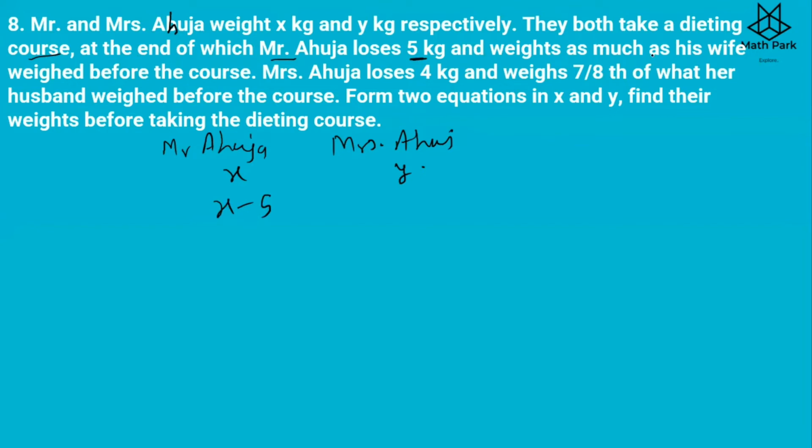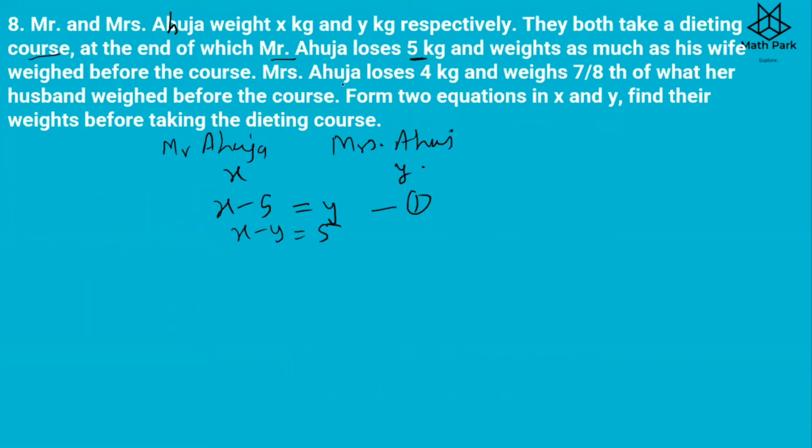And weighs as much as his wife weighed before the course. So before the course, she was y. So we get x minus 5 is equal to y is our first equation. Bringing this y here, we get x minus y is equal to 5. Okay, so this is our equation number 1. This is the first condition.